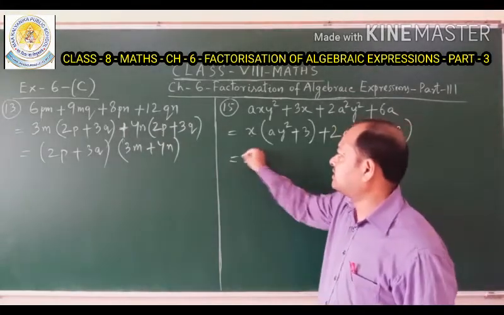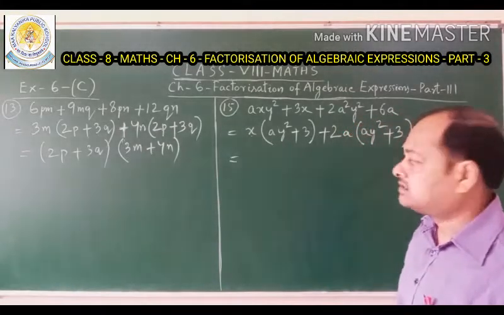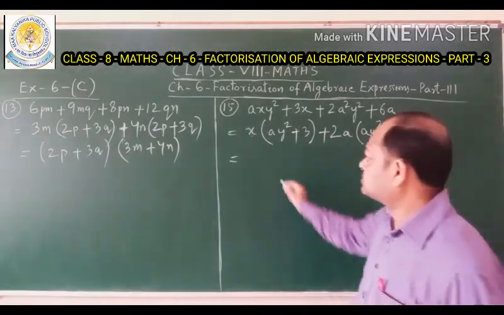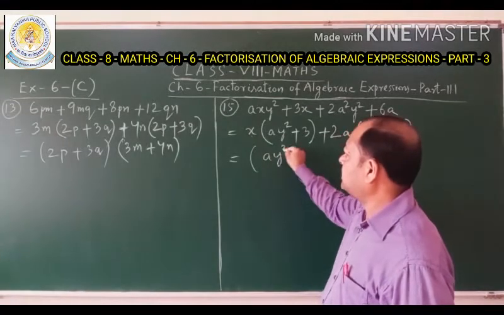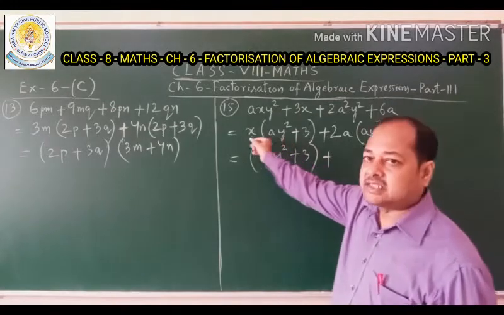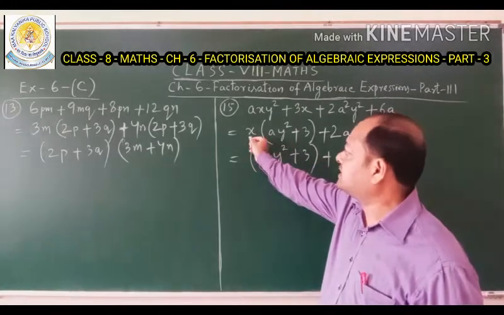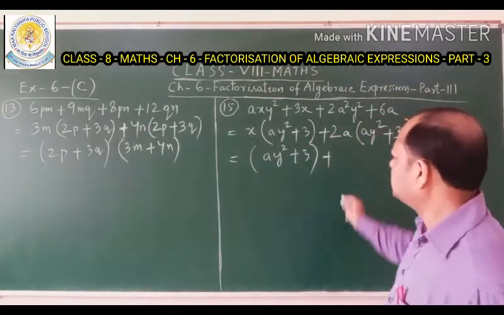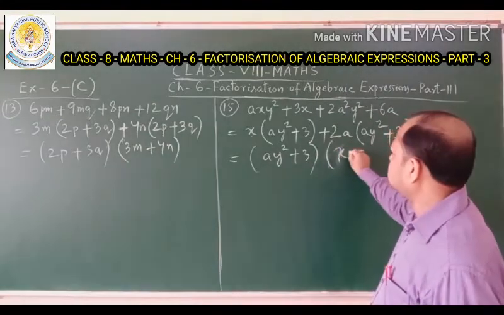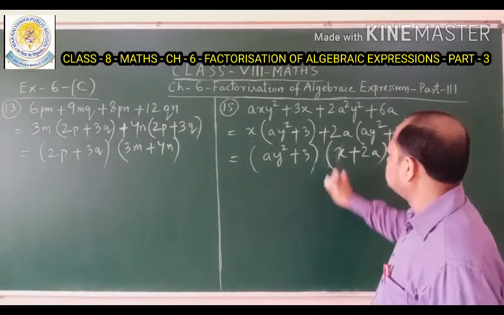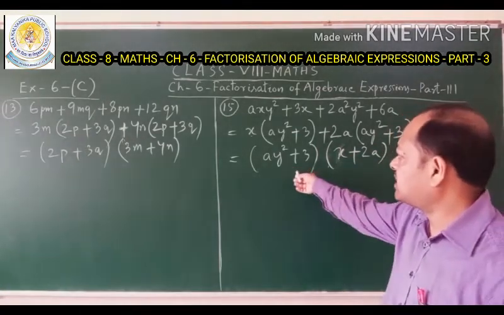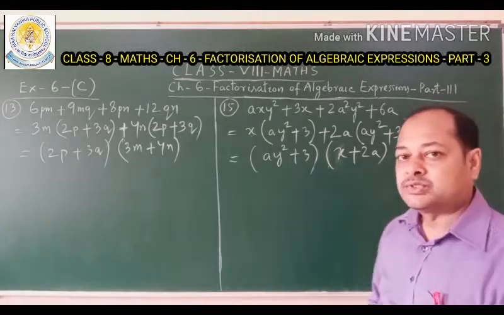So we are getting here the common binomial factor, that is ay square plus 3 in both cases. So write the common binomial factor ay square plus 3, and what is left outside the common, that is x plus 2a. So write here, multiply with x plus 2a. So this is the solution of this algebraic expression. Okay, that is ay square plus 3 into x plus 2a.